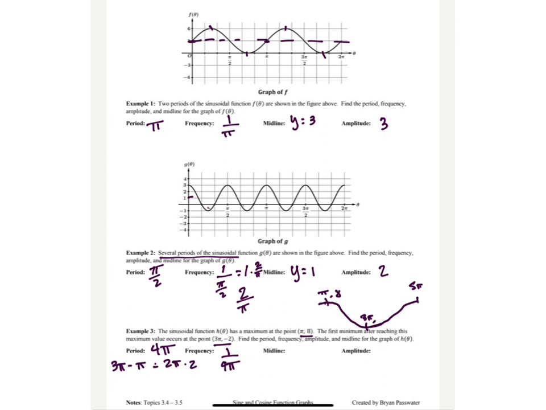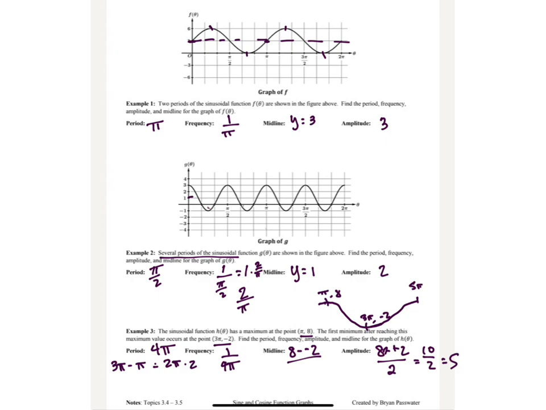So what I usually do is I subtract. I say, what is 8 minus -2? Now, this gives me the height between the two, right? 8 minus -2, divided by 2, that gives me 10 over 2. That means the distance from the midline to the peak is 5. I'm splitting the difference between max and minimum.